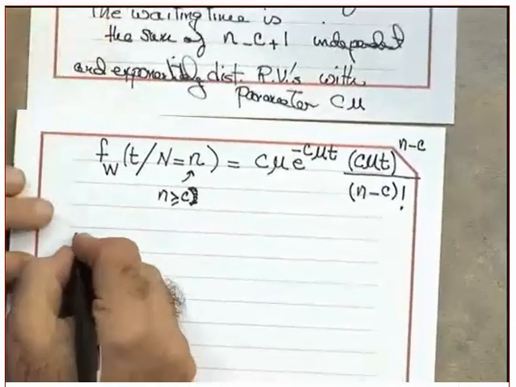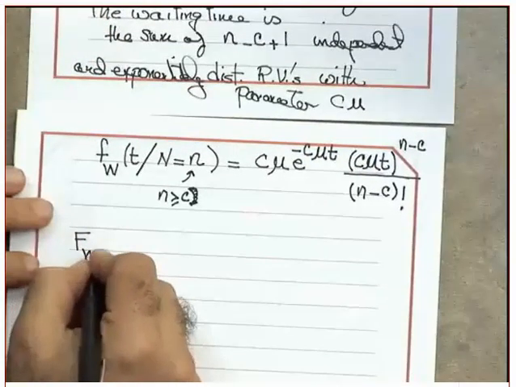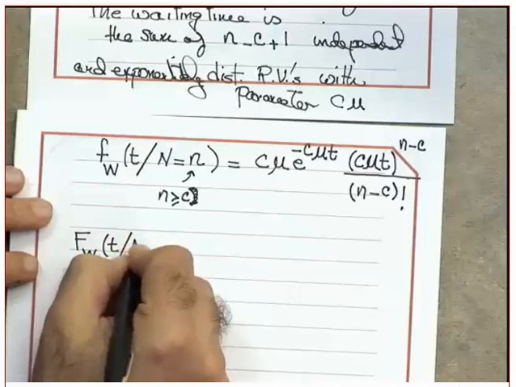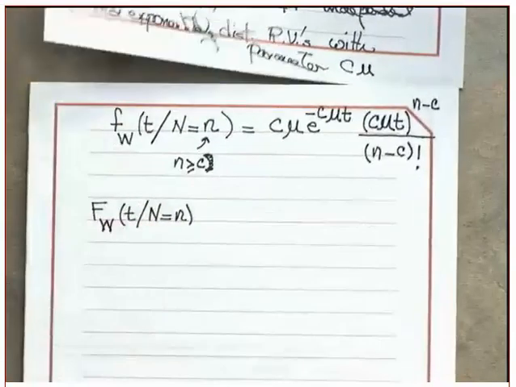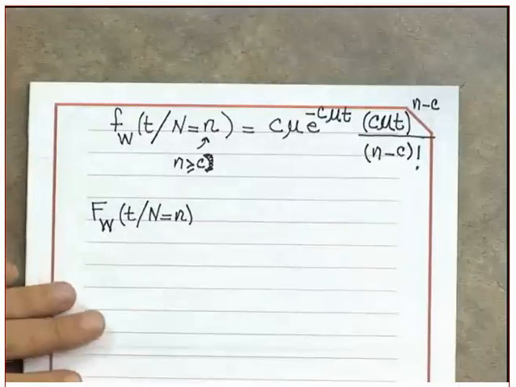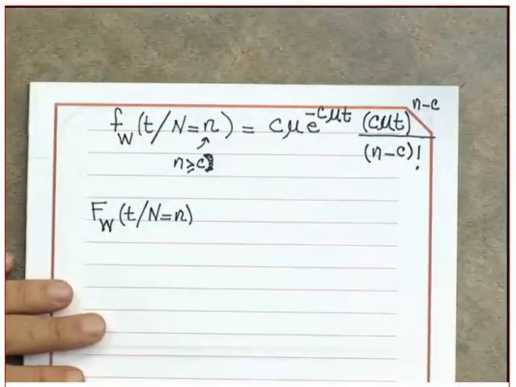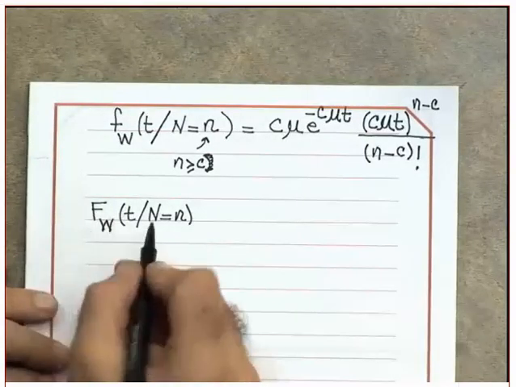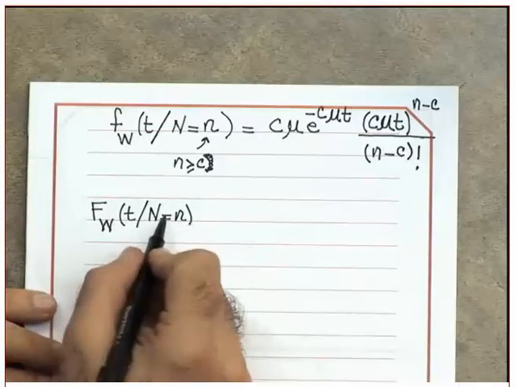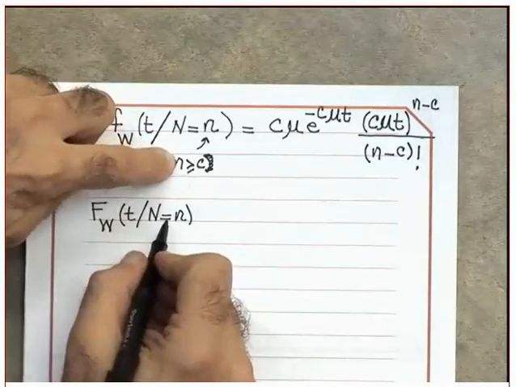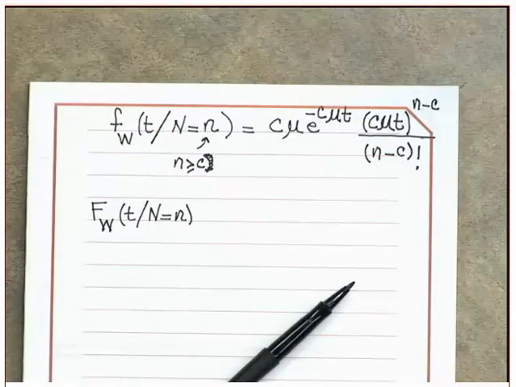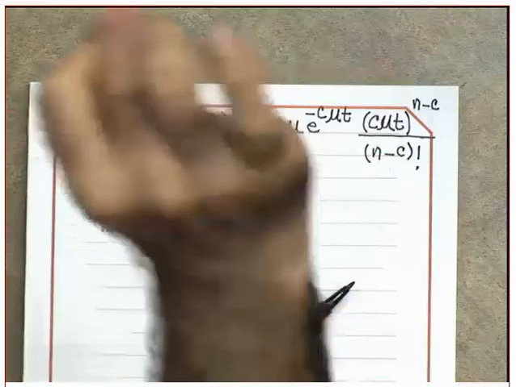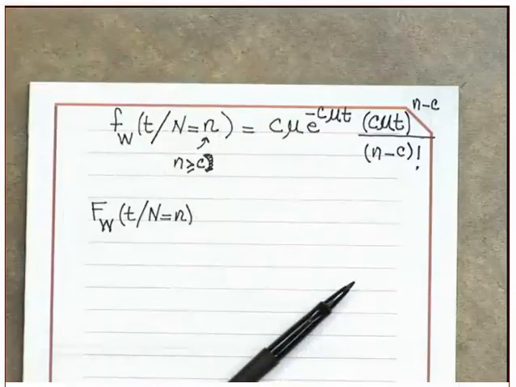Now, what is this? That's the conditional distribution, the conditional CDF of W given that N is equal to n. And keep in mind, n is greater than or equal to c. Why is that? Because if n is less than c, what will happen? W is equal to 0. There is no waiting. Clear?